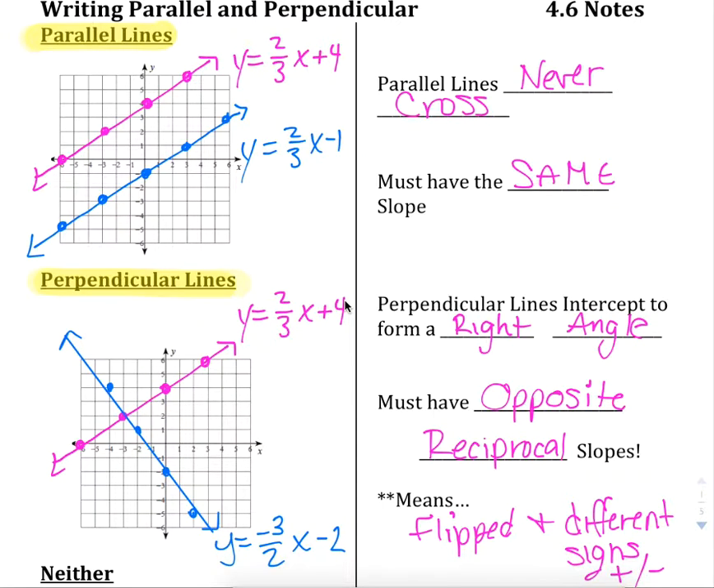Hey guys, we're back with the notes for 4.6. We're going to be writing parallel and perpendicular lines, okay? Go ahead and pause the screen, write what you see, and then we'll get started talking.